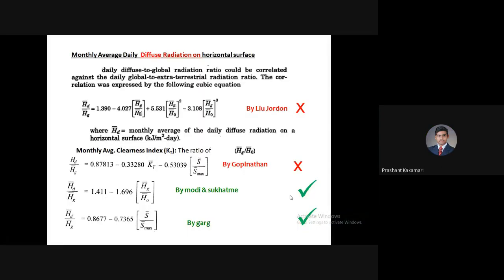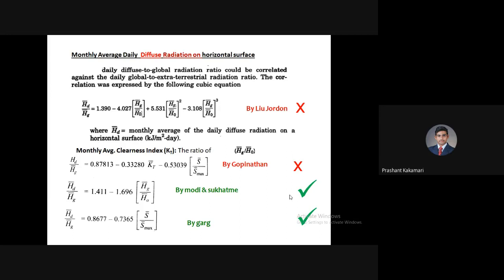Next, one more set of researchers, Crate and Kader. Both discussed among themselves and came up with one constant of ratio, KT, the clearness index. The clearness index is the ratio of the monthly average global radiations to the monthly average extraterrestrial radiations, that is Hg bar by H naught bar. You can also write it as Ig bar by I naught bar, in the sense that if you take the monthly average hourly diffuse or global radiations, I can consider the same ratio as Ig bar by I naught bar.